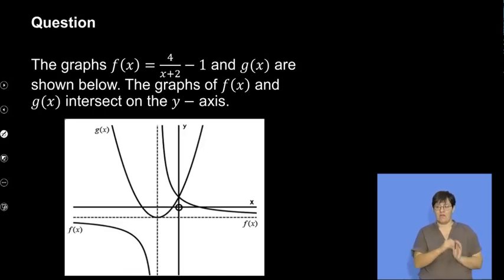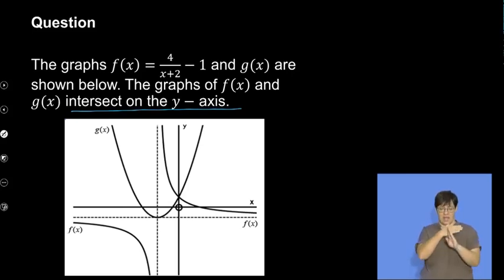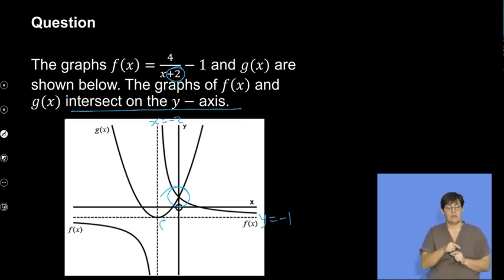And then the graphs of f of x and g of x are shown below. These graphs intersect on the y-axis, right? You can see they intersect there, although we don't know what that point is. But now what do I know on this graph? I definitely know that x equals minus 2 will be the vertical asymptote. The y equals minus 1 will be the horizontal asymptote. So far, that's what I know, and that's what I'm going to use. So the point of intersection of these asymptotes will actually be minus 2 and minus 1.